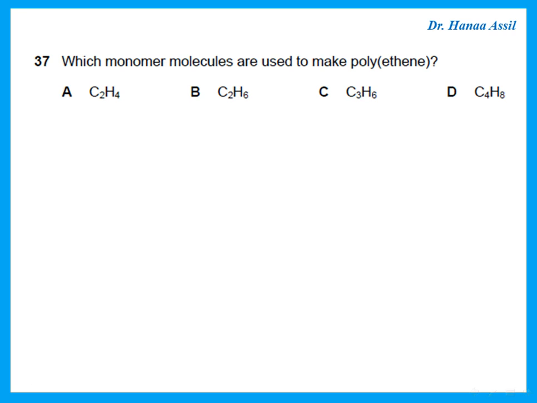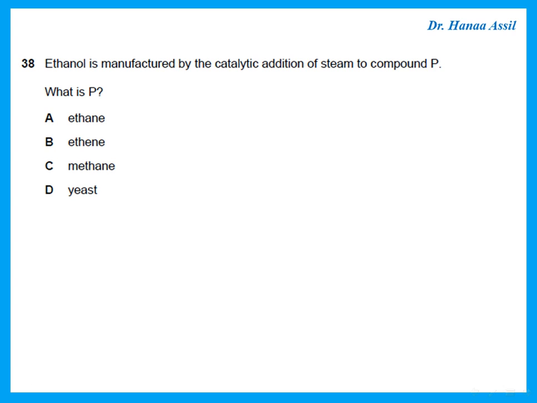Which monomer molecules are used to make polyethylene? Remember, if I say polyethylene, I made it from what? I made it from ethene. So which of these is ethene? Ethene is an alkene. Remember, the general formula of alkenes is CnH2n. So an alkene is the one in which the hydrogen is twice the carbon. And I want it to be ethene, so I want it to have two carbons. So ethene is C2H4.